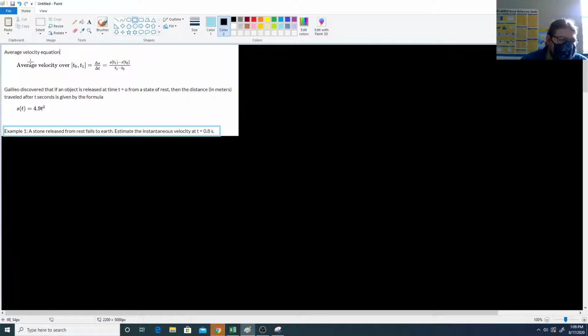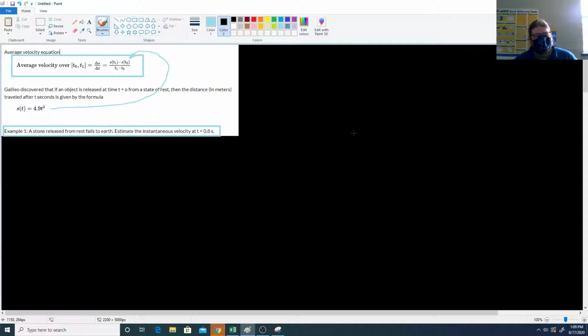So we're going to use this average velocity formula here, and in it we're going to use s of t equals 4.9 t squared seconds. We're going to use that for the s of t's in the top of this formula for this particular problem. So we want to drop a stone and then say, when it's 0.8 seconds after you've dropped it, what's the instantaneous velocity at that point?